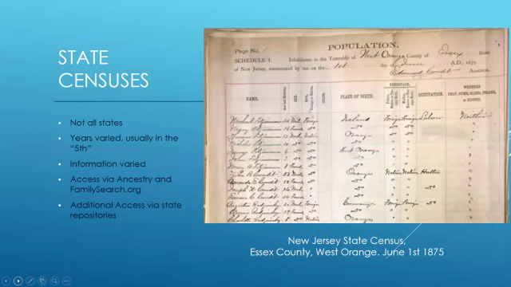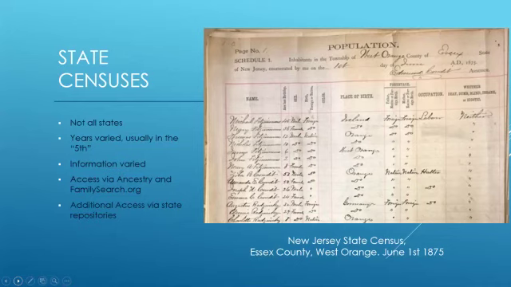So states also took censuses, and not every state did. Usually when a state took a census, they did it in the 5th year, so it would be 1885 or 1905. They did it in between the other censuses. And the information that each state collected varied. Not every state did it, and every state kind of did it their own way.